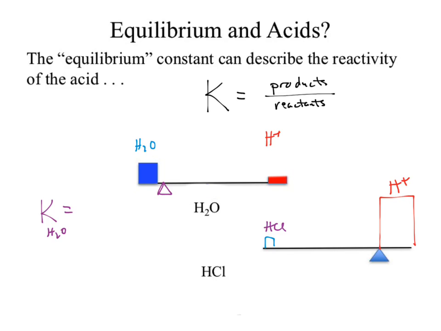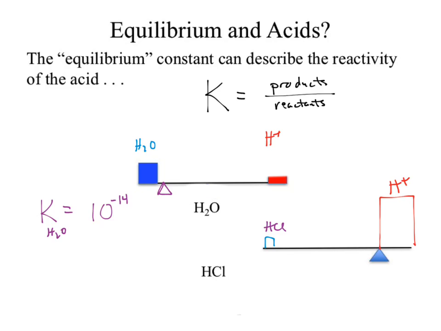A big number? No, small number. The amount of H plus is very, very small at our equilibrium. Our H plus is our products, which means the K value for water ends up being a very tiny number. So tiny, I choose to use powers of 10. And I get 10 to the negative 14. Really, really tiny.